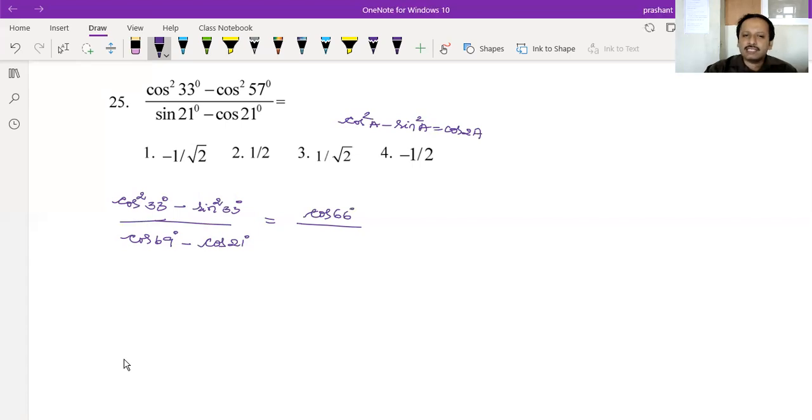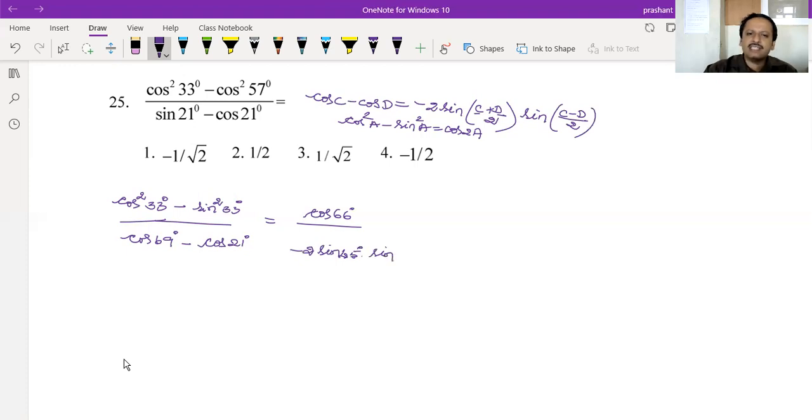Now in the denominator, cos 69 minus cos 21. For that, I'll have to use the formula cos C minus cos D. Let me write here cos C minus cos D. For this, you know the formula. You know? Yes, you're right. Minus 2 sine C plus D by 2 into sine C minus D by 2. That will give you minus 2 sine C plus D, 69 plus 21, which is 90, by 2, that will give you 45 degree, into sine C minus D by 2. 69 minus 21, that will give you 48, by 2, that is 24 degree.